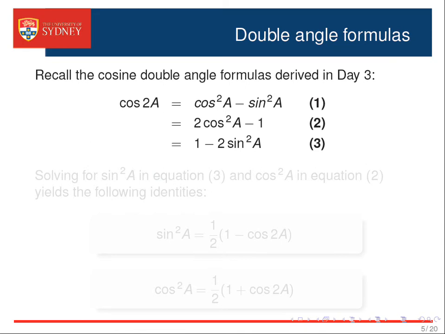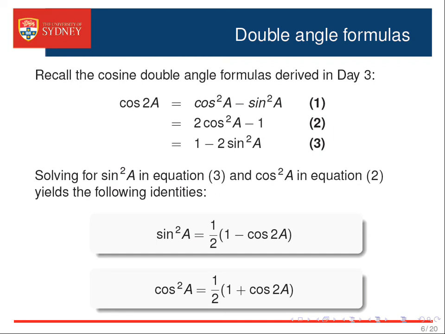Recall the following double angle formulas derived in day 3, which allow you to express cosine 2a in terms of sin squared a or cosine squared a. Solving for sin squared a in equation 3 and cosine squared a in equation 2 therefore gives rise to the following two identities.